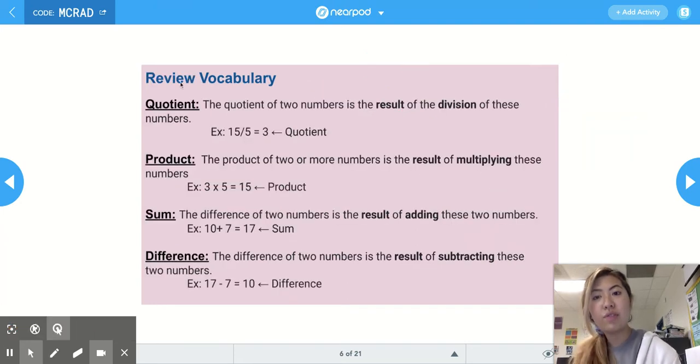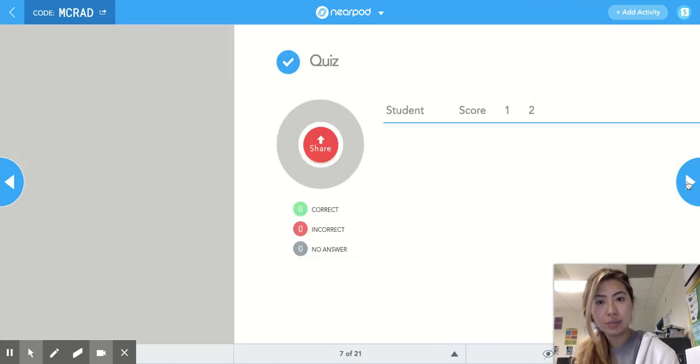We also want to review some different vocab words such as the word quotient, product, sum, and difference. So quotient is the result of division of two numbers. So product is the result of multiplying two numbers. Sum is the result of adding two numbers, and difference is the result of subtracting two numbers.